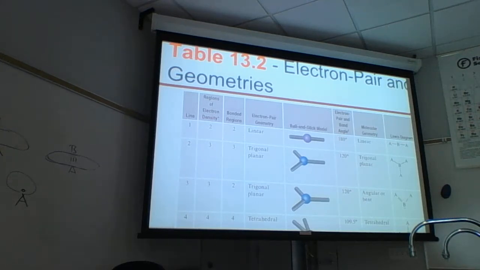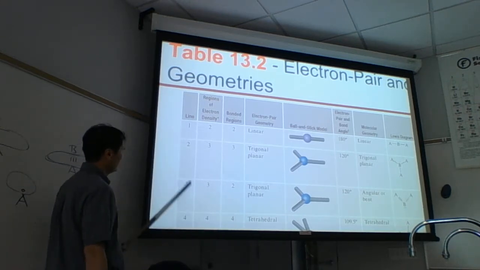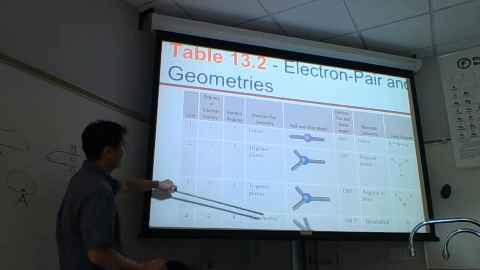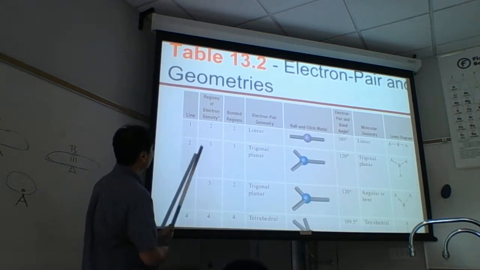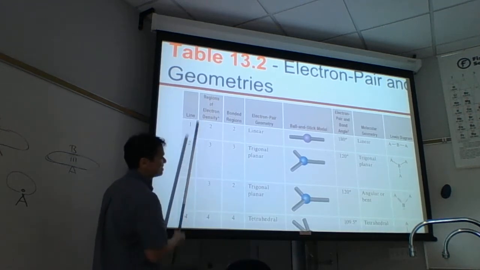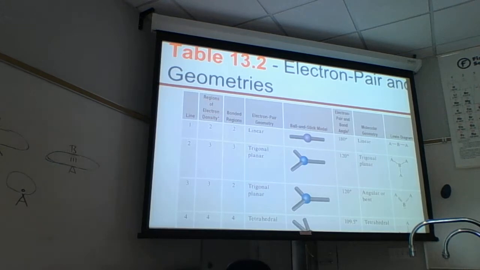So this talks about electron pair and something called molecular geometry. Let's take a look at this table. Line 1, 2, 3, 4. That's, I don't know, just what row we're in. This doesn't mean anything, this first column. The second column does: regions of electron density. Asterisk. What is regions of electron density? You heard that word? Regions of electron density. Now, what does that mean?